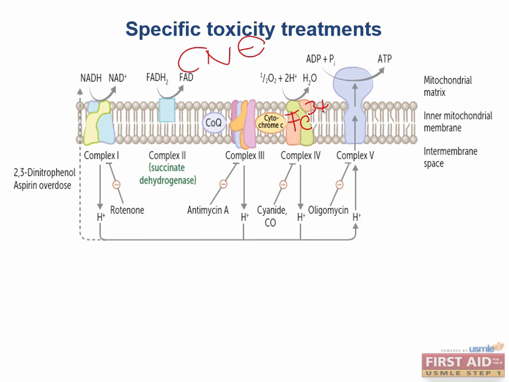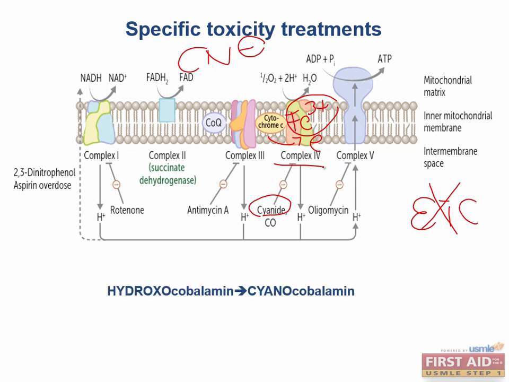Complex 4, remember, usually accepts electrons from cytochrome C, but cyanide can slip in here and then bind this ferric Fe3+ iron. It likes this component of complex 4. This obviously interrupts the electron transport chain because things cannot pass electrons. Cytochrome C is unable to pass electrons down the electron transport chain because cyanide is inhibiting complex 4 from accepting any.